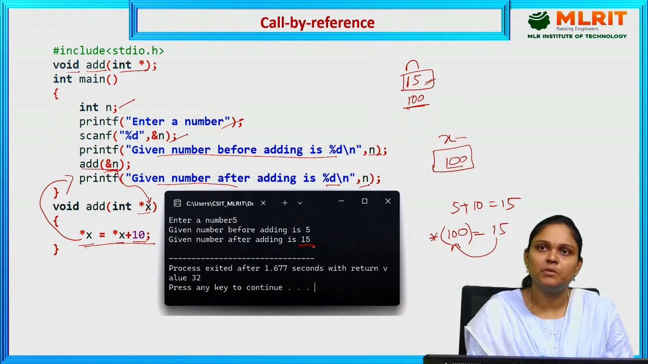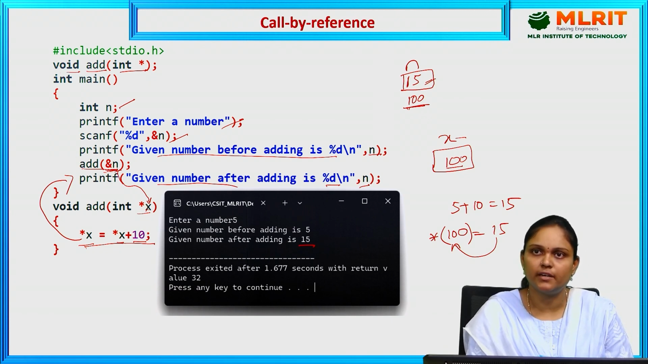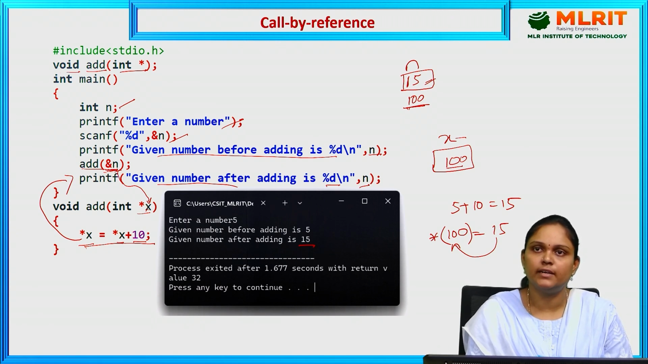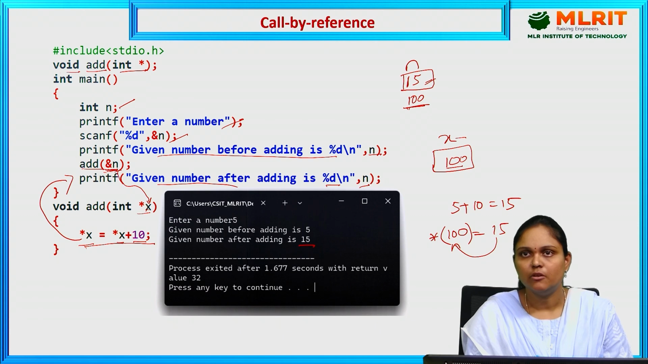Here the memory is shared, which means whatever the actual parameter address is, that address itself we are passing to the formal parameters, and we can catch and store that address by using pointer variables. Pointers store the addresses of another variable. By using the address alone we won't get anything, but by using that star we get the values present inside the address.